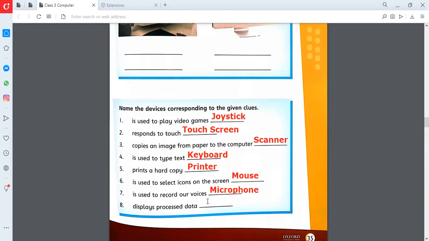Okay. So now the last one on page number 35. The last hint is: dash is a device which displays processed data. Our game is processed data. Our file is processed data. Whatever we are doing on our computer, we can see the result on which thing? Can you tell me the name of that device which is used to see the processed or the last data? Processed data means the result, the output, the final data. So which device shows us the final data? The name of that device starts with, again, M.